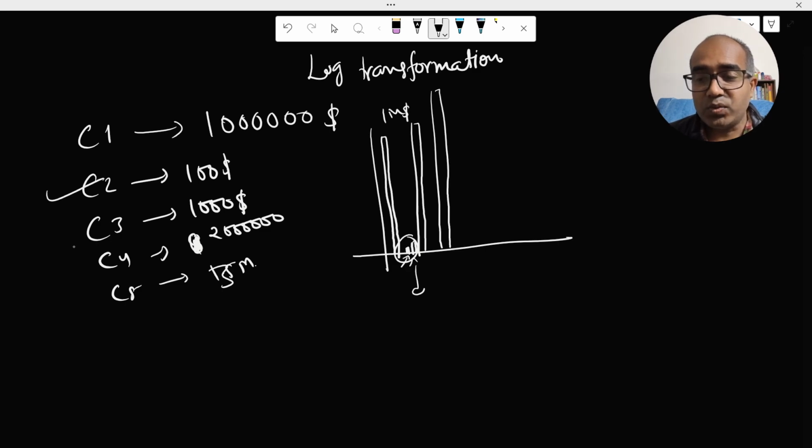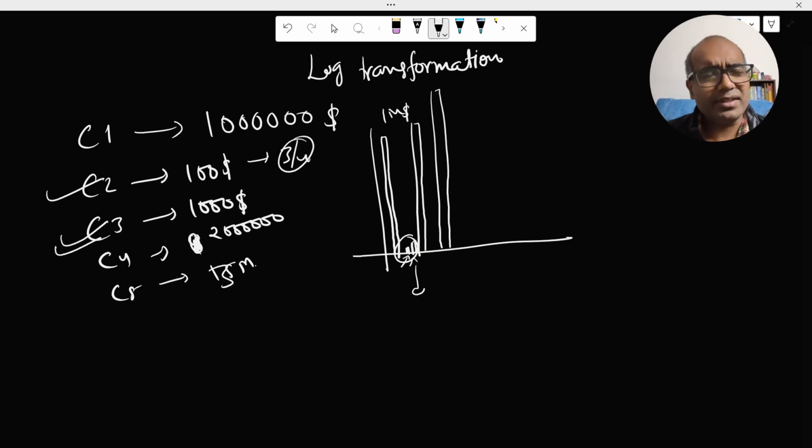Suppose in C2 and C3, the population is very small. Suppose in city C2 only three or four families are living. Just consider a hypothetical situation. Don't go into the practicality of how it is possible that only three or four families live in a city. Just consider it as an example as of now.